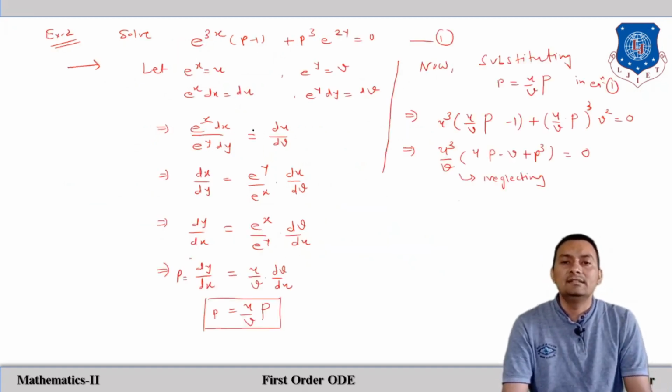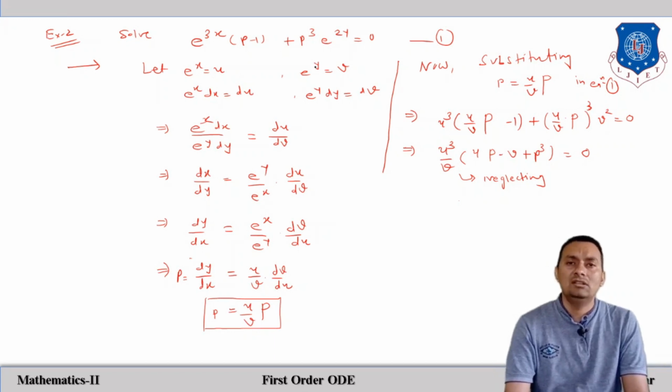This is another question. Solve e raised to 3x into p minus 1 plus p cube e raised to 2y is equal to 0. And in that case, how to solve? First, we should understand that this is non-linear.